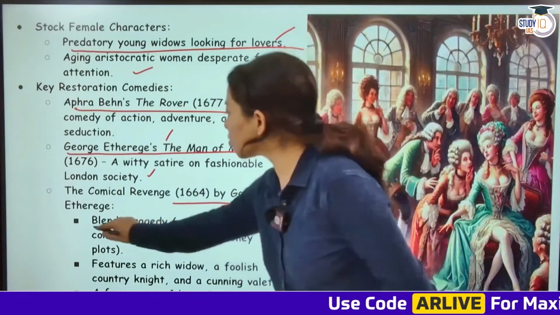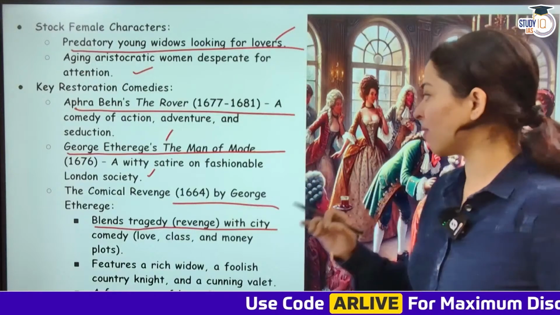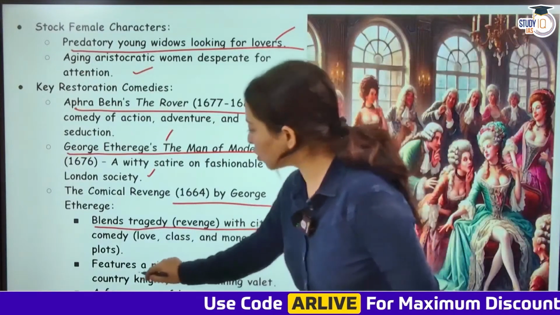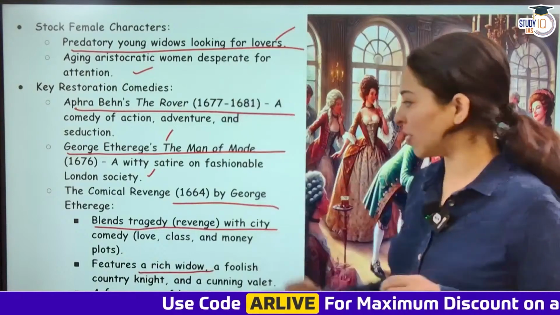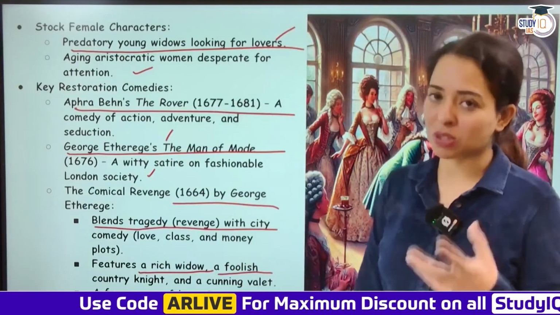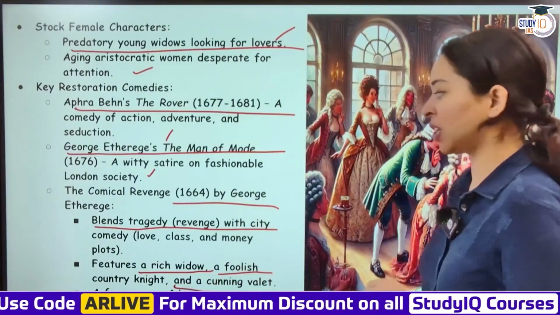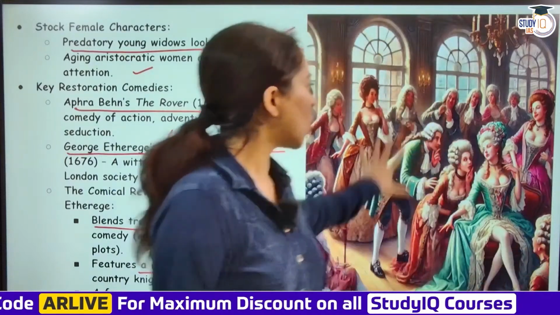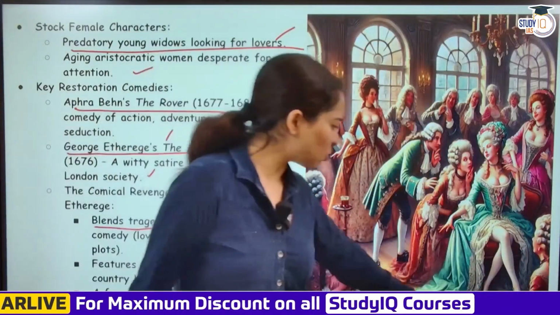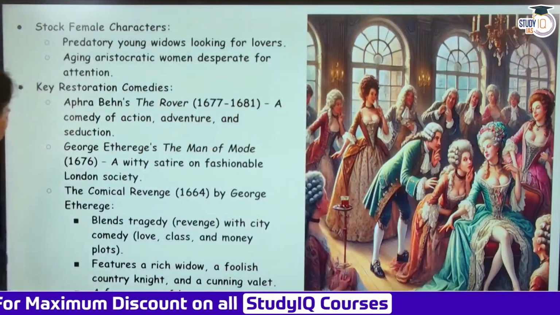It blends tragedy, revenge with city comedy, love, class, and money. Features a very rich widow. We have read about the stock character also. Features a rich widow, a foolish country knight, okay, a nobleman who is stupid, foolish, and a cunning valet. Okay, a forerunner of later Restoration comedy tropes. So, okay, over here you can look at this, guys. It was different in its style also, manners also, and everything.